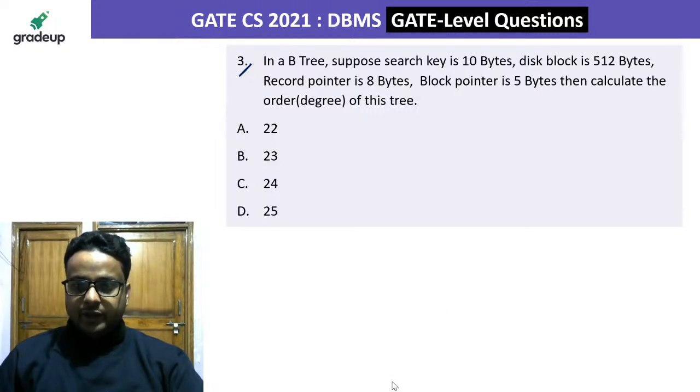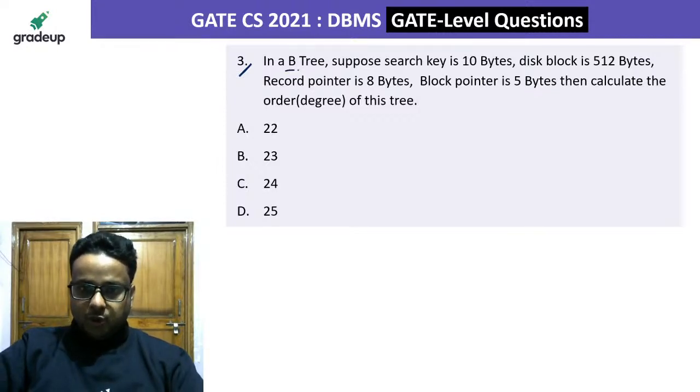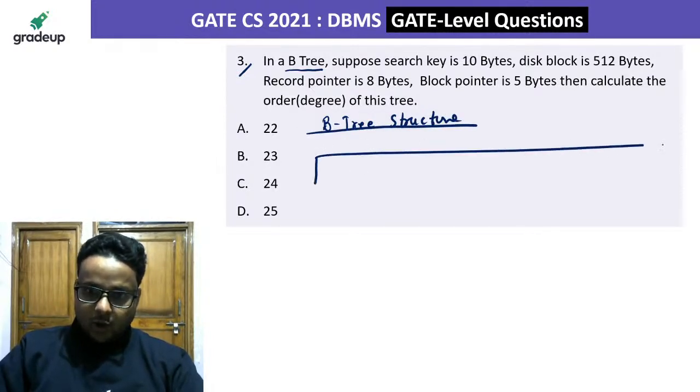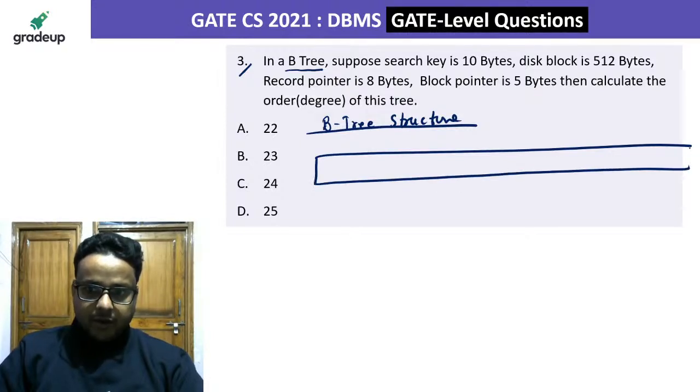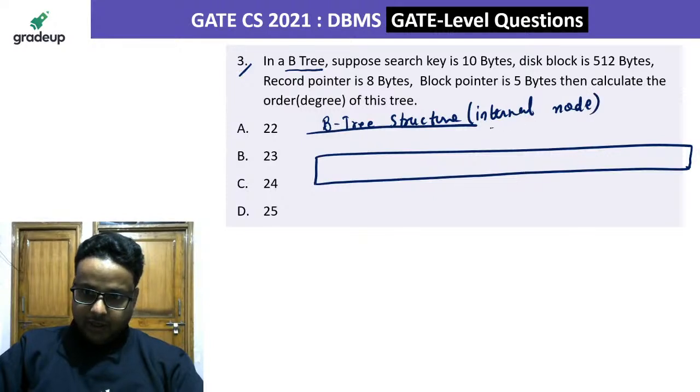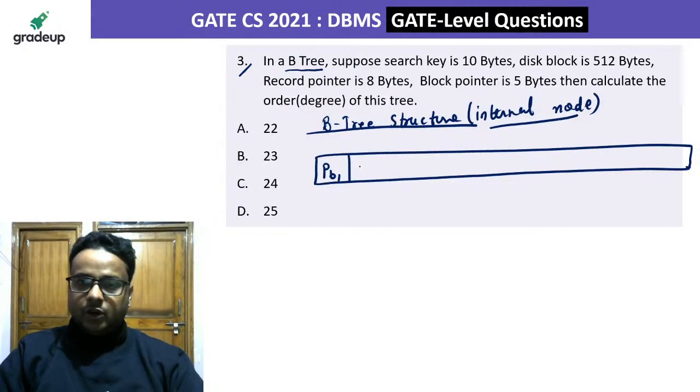Okay, now I will explain. So please see how to solve this question. You should know what you mean by B tree structure. So here I am first telling you the B tree structure: normally we are talking about an internal node, how an internal node will look. First of all, it will be a block pointer 1, then there will be a key and a record pointer. I call them k1 and record pointer 1.